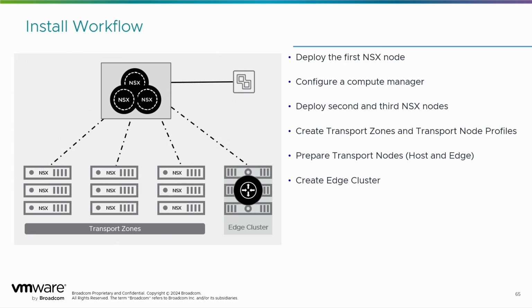Let's go over the install workflow. So first you would deploy the first NSX node. You would configure a compute manager. You would then deploy a second and third NSX node. Then create transport zones and transport node profiles. Prepare transport nodes, the host and the edge. And then finally create an edge cluster.